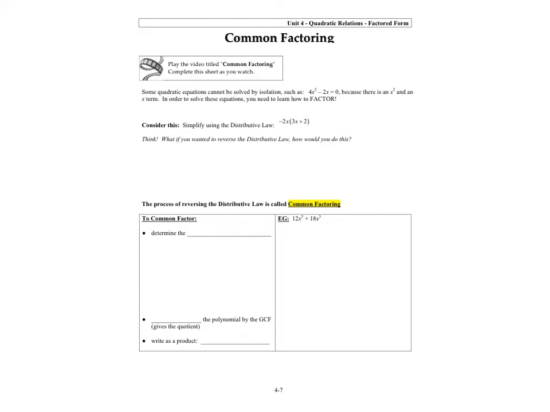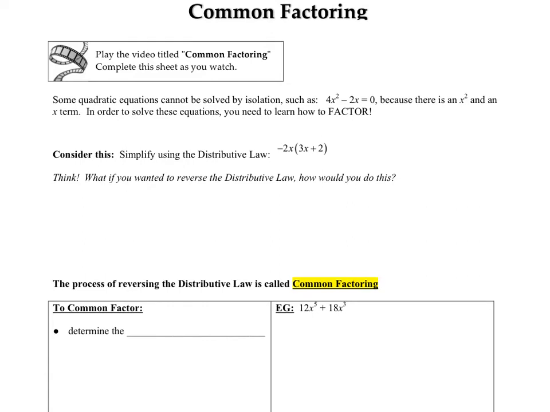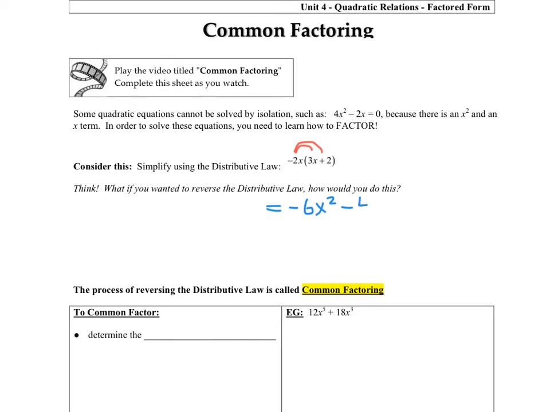Before we get to factoring, though, we're going to consider the following example, negative 2x times 3x plus 2. That's what brackets mean, multiplication. And we want to simplify. So we're going to go back to grade 9, and we're going to distribute that negative 2x into our bracket. So when we do that, we end up with negative 2x times 3x. So we multiply the coefficients to get negative 6, and then x times x is x squared. Negative 2x times 2, so negative 2 times 2 is negative 4, and then we write down the x value. Okay, and now this would be our simplified expression.